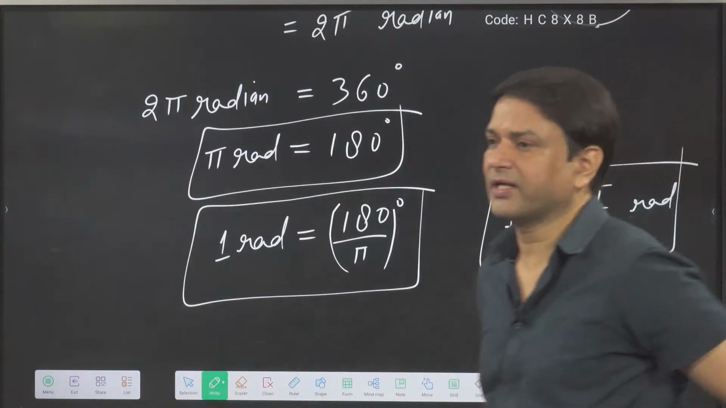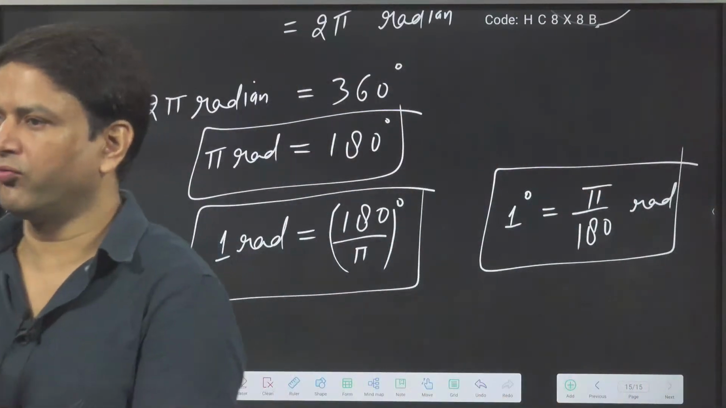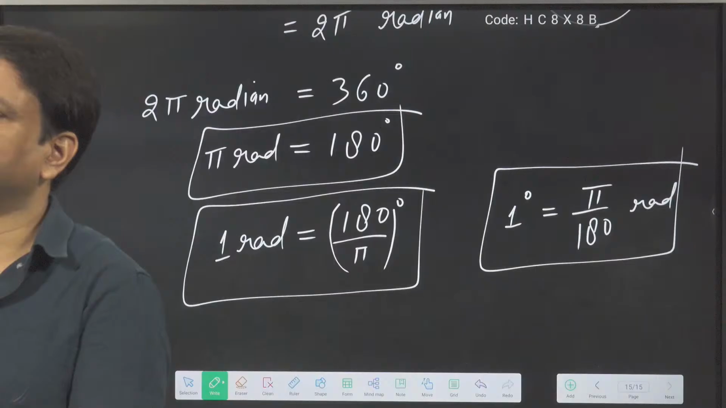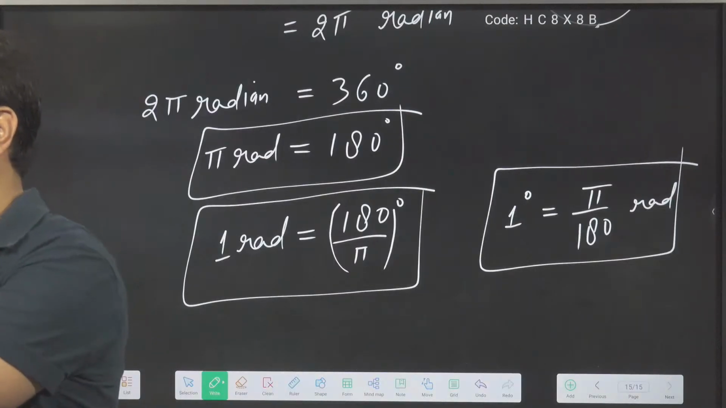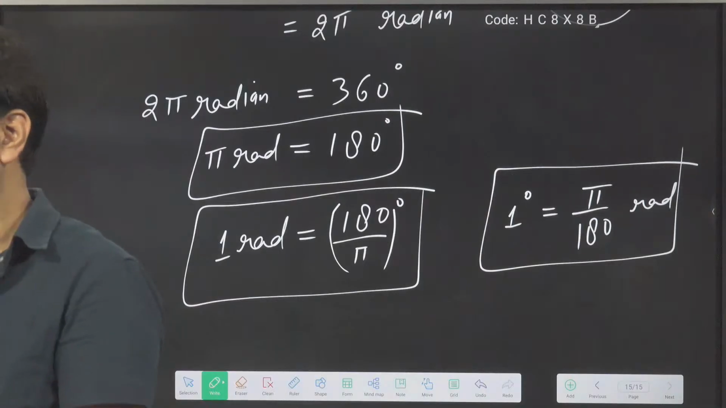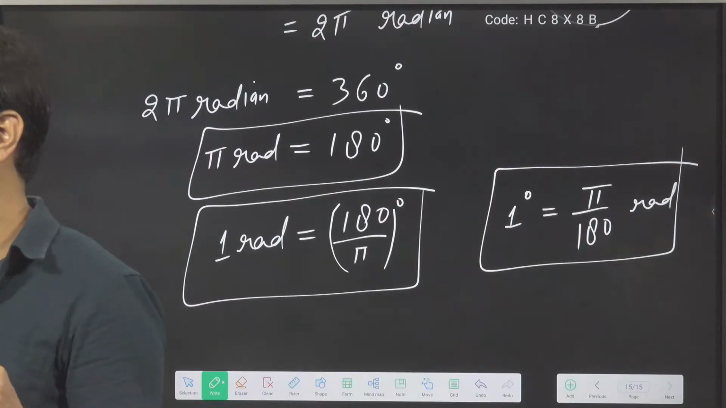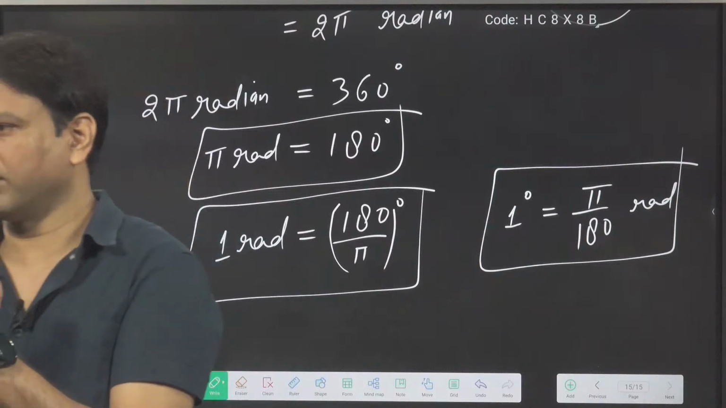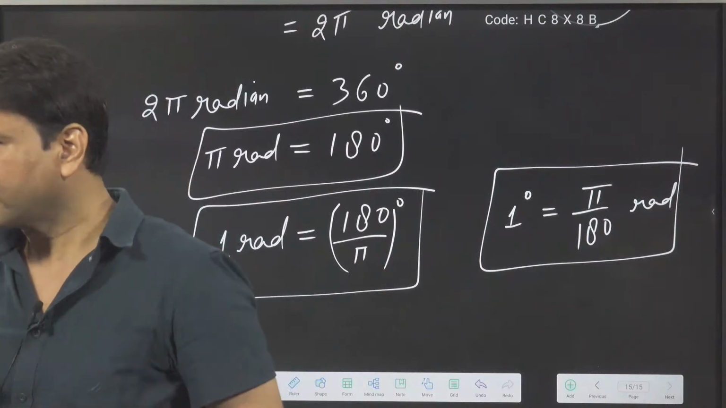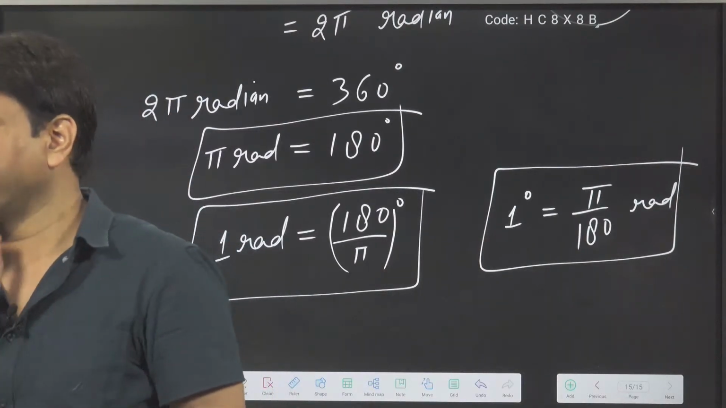So what I'm saying here now, 1 radian is equal to 180 by pi degree, and suppose you want to convert the degree into radian, then you will use the relation 1 degree is equal to pi by 180 radian. This factor is confusing: when do we have to take 180 by pi, and when do we have to take pi by 180? So one thing you can remember, like degree and radian.